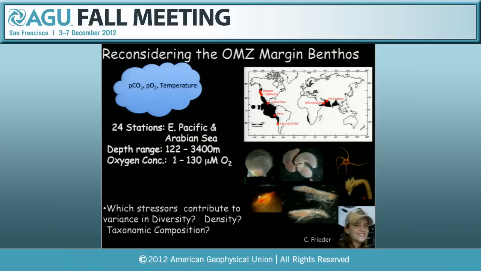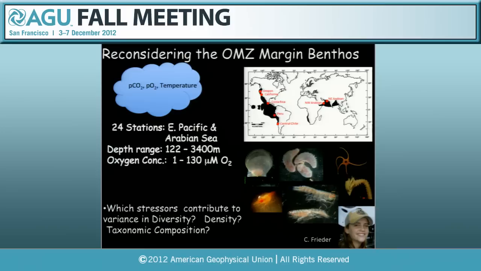And we've considered the three primary climate stressors, CO2, oxygen, and temperature, and collected data where we could find all of those together, as well as benthic community data for 24 stations ranging from about 100 to 3,400 meters and over a range of oxygen levels, and asked the question, using variance partitioning, which stressors contribute to variance in species diversity, in density, and taxonomic composition.